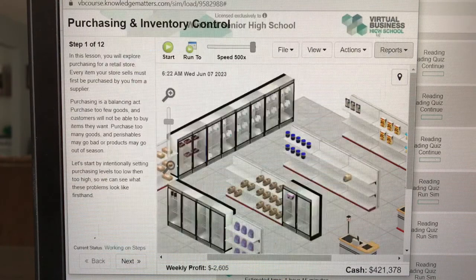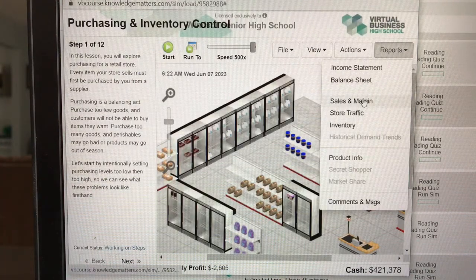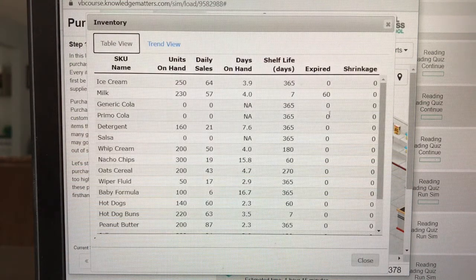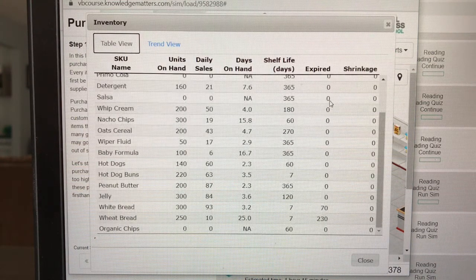actually it's not that one, I'm sorry. It's inventory, okay. So my milk is expiring, so I'm losing money there, and wheat bread. Oh, that's our big issue then right there. Look at this. Our wheat bread is costing us some serious cash.